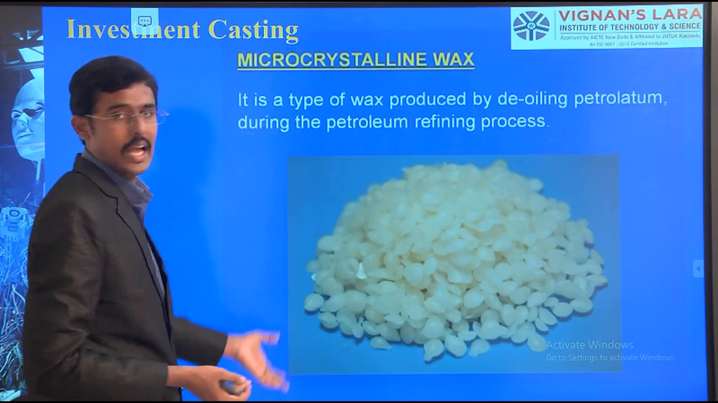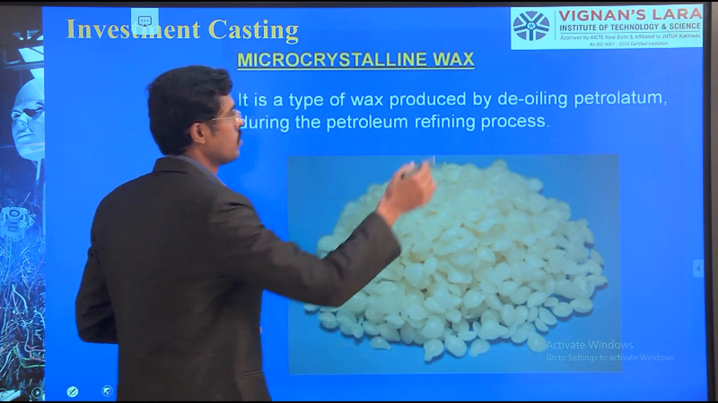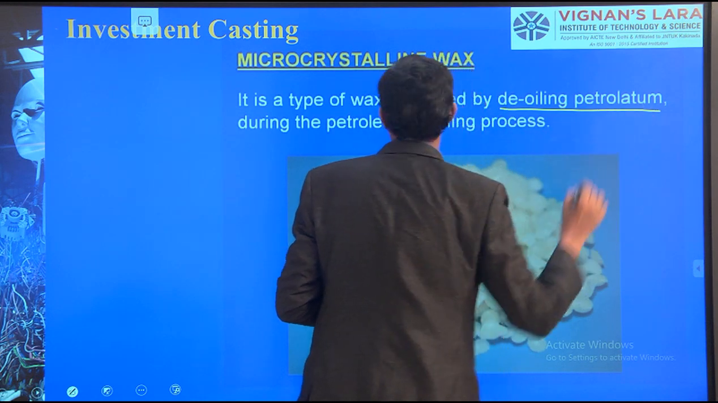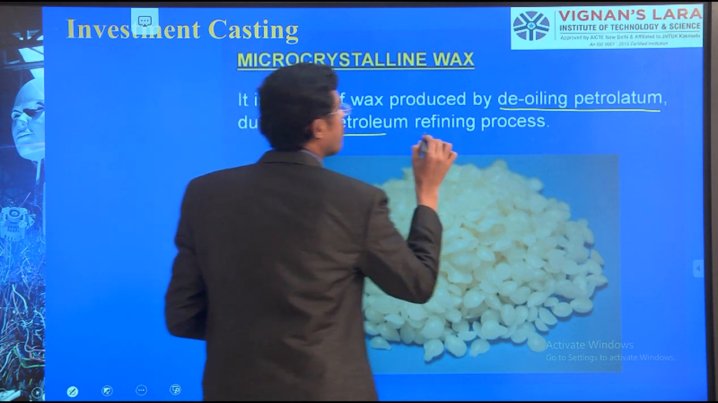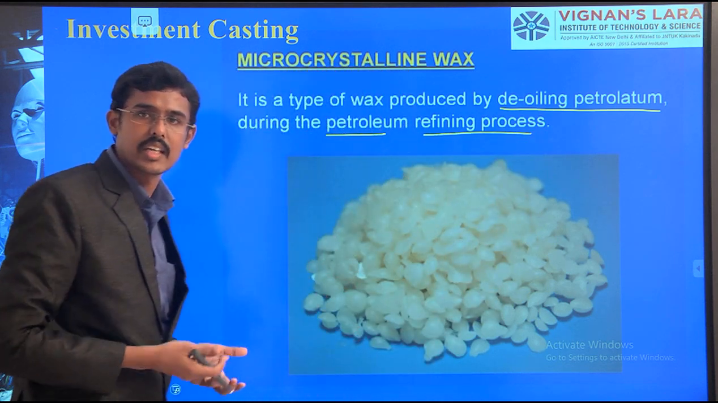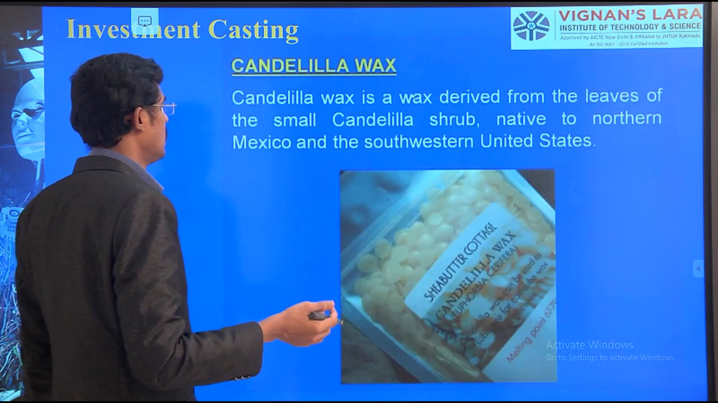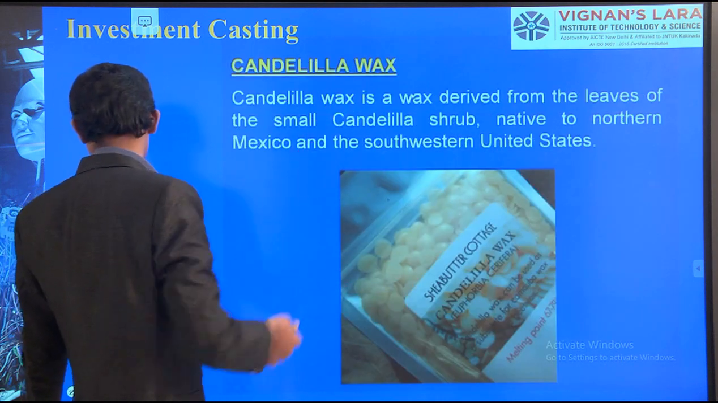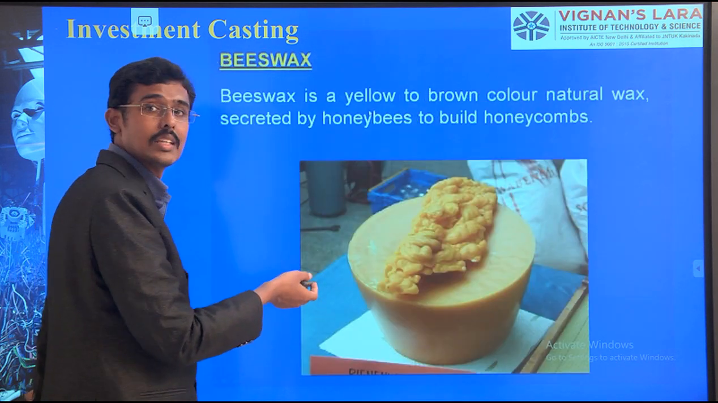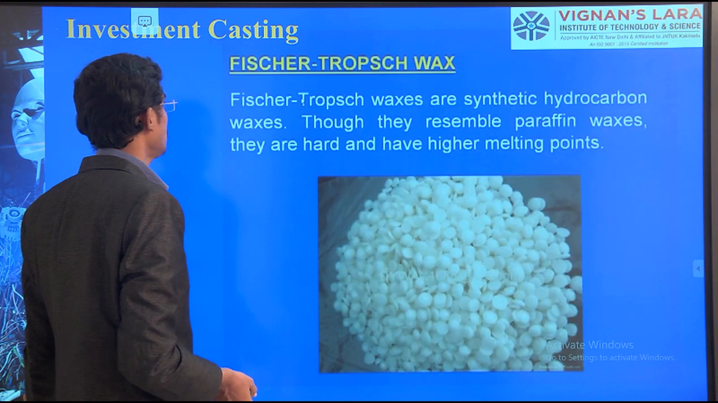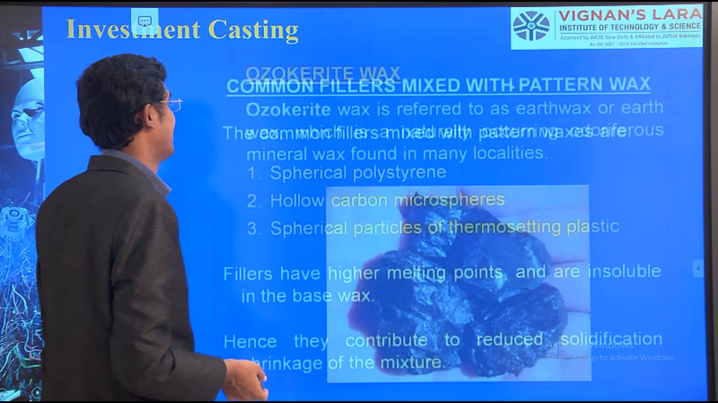Other types are also given. Microcrystalline wax is a type of wax produced by the de-oiling of petroleum during the petroleum refining process. Some other waxes we create for our investment casting processes. So I have given the various waxes used in industries at present, such as Fischer-Tropsch waxes and other wax types that are available.